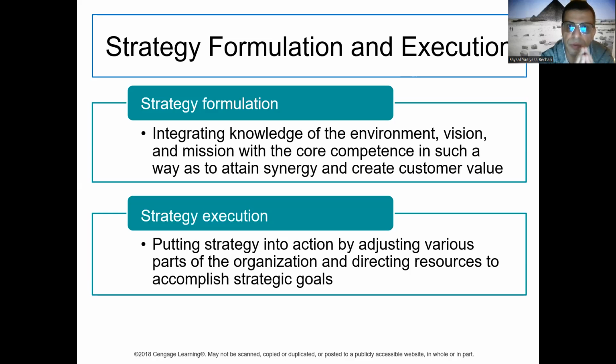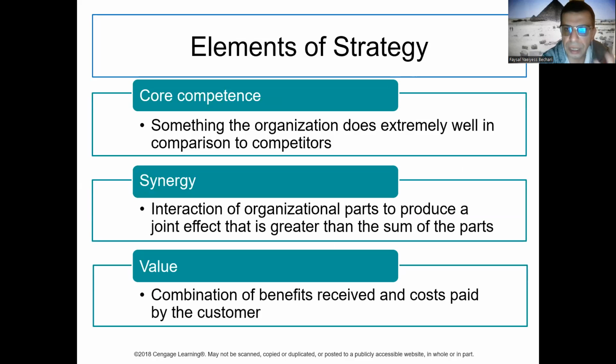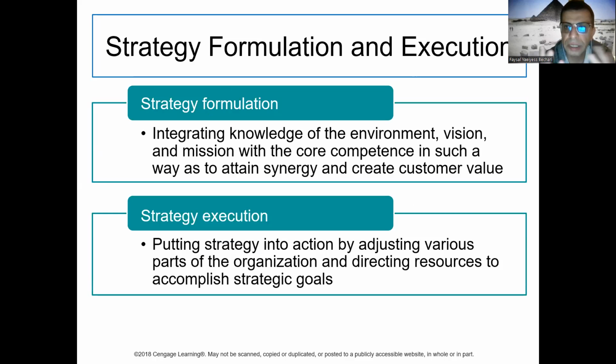Furthermore, part of the strategy is formulation and execution. We said the elements of strategy; now we need a formulation and execution for the strategy. Putting together a strategy is strategy formulation, and after that, we put an execution plan, or strategy execution. Strategy formulation is integrating knowledge of the environment, vision, and mission with the core competencies in such a way as to attain synergy and create customer value. Strategy execution is putting the strategy into action by adjusting the various parts of the organization and directing resources to accomplish strategic goals.